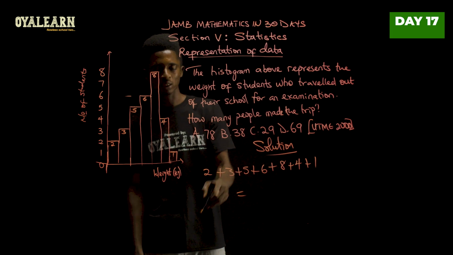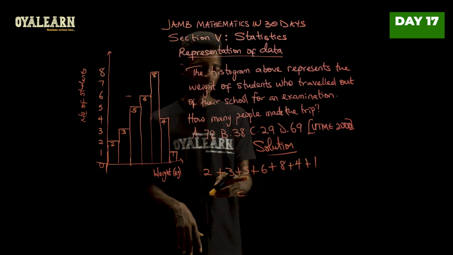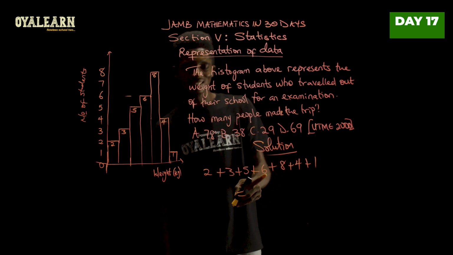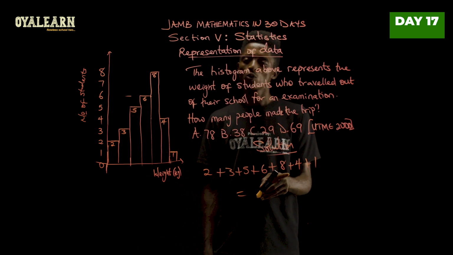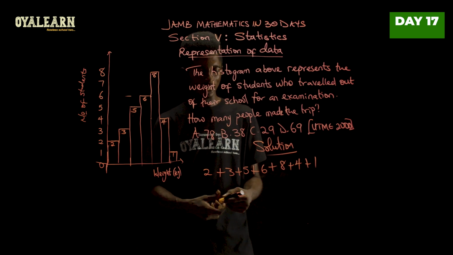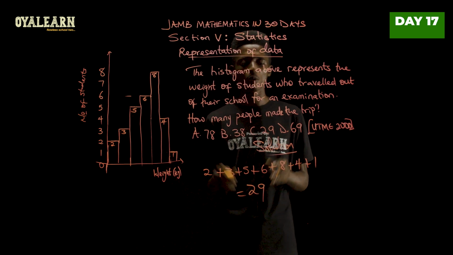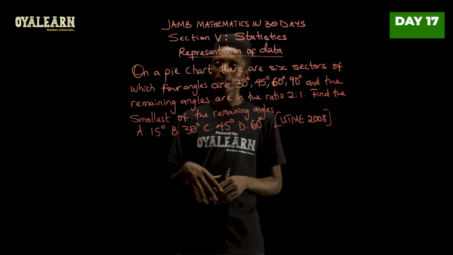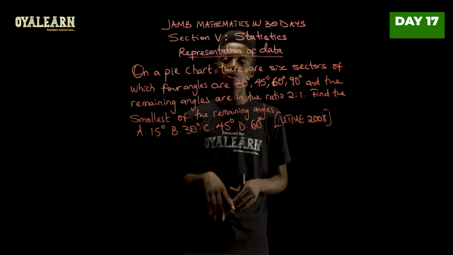Now, 2 plus 3, that is 5. 5 plus 5, 10. 10 plus 6, that's 16. 16 plus 8, that is 24. 24 plus 4, that is 28. Plus 1, and then we have 29. So 29 people made the trip. The correct option, C.